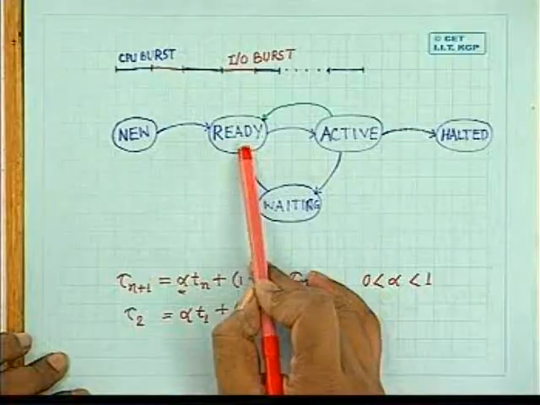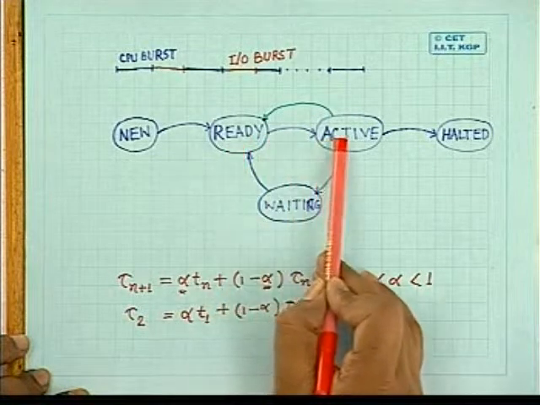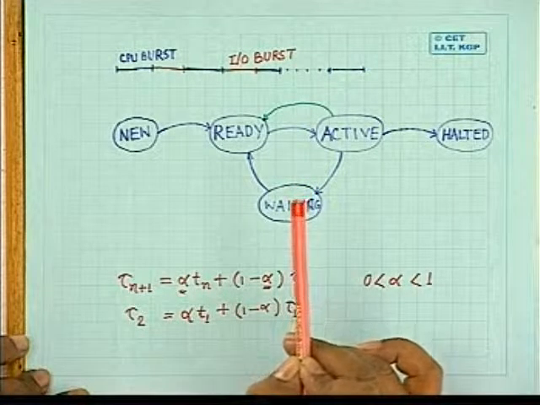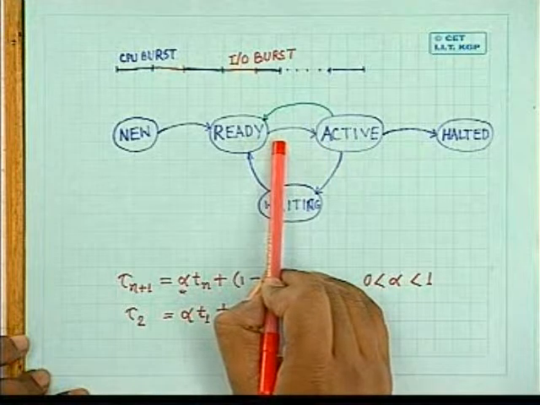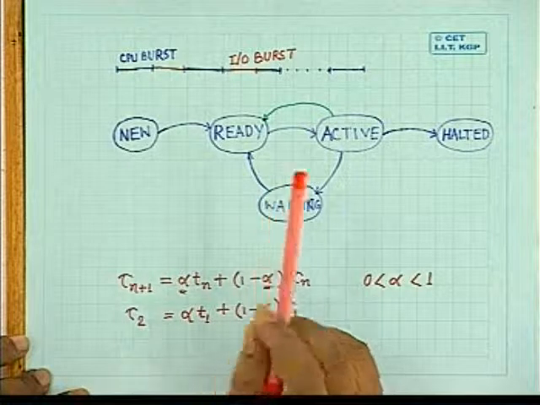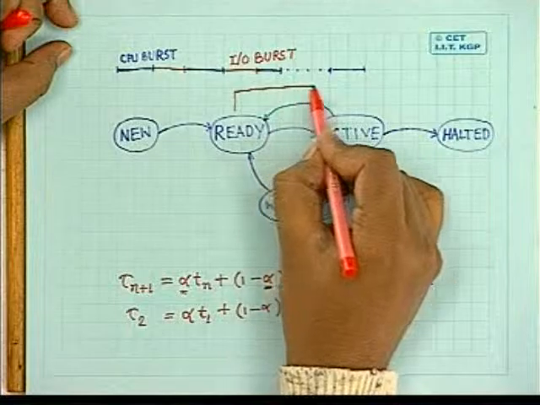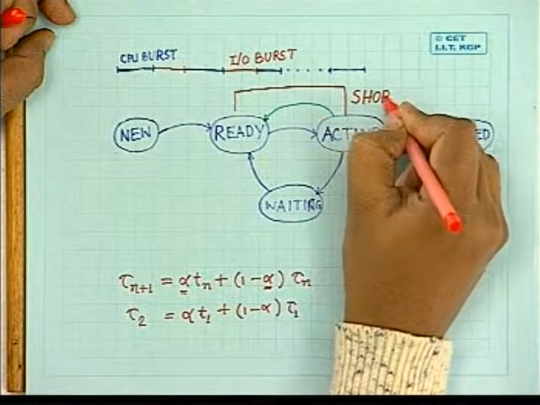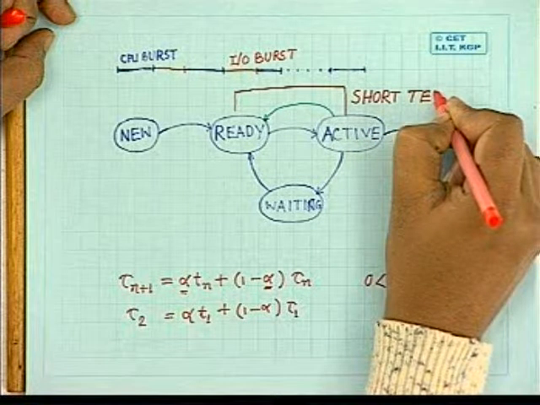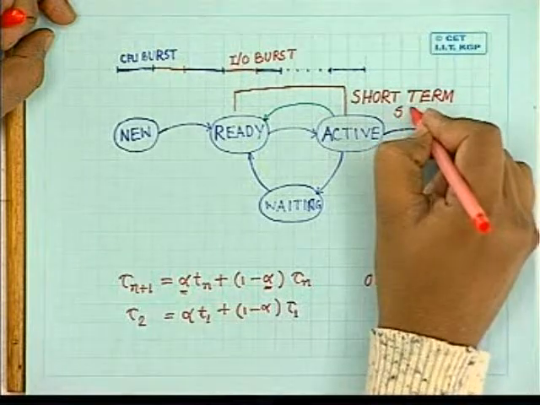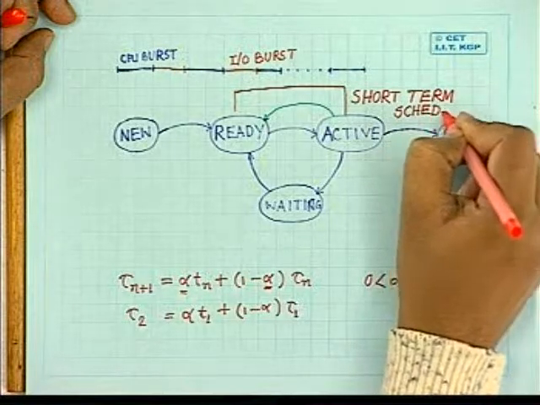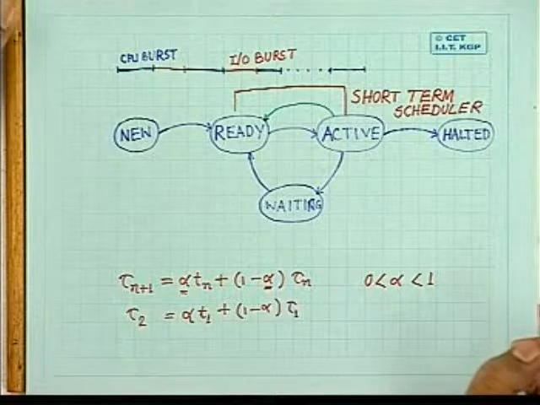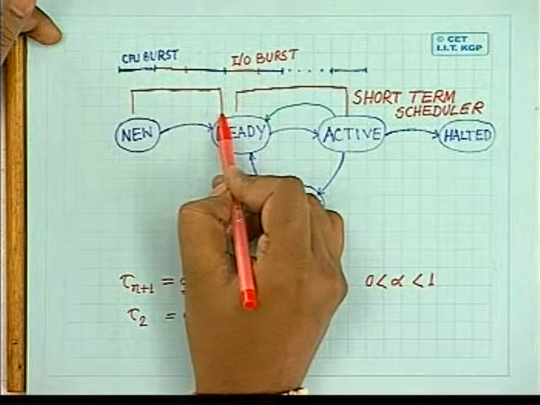Okay, and as we have said, the scheduler which puts a job from the ready queue to the active state is more concerned about the CPU burst time of the job. And the CPU burst time being very short, this scheduler cannot take much time to decide which job has to be made active. Okay. So this scheduler which puts a job from ready queue to active state is called a short term scheduler. The other scheduler which puts the job from new queue to ready queue is called a long term scheduler.